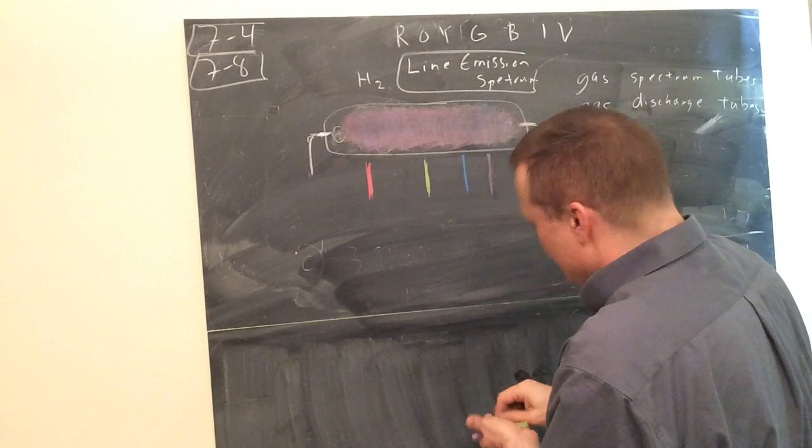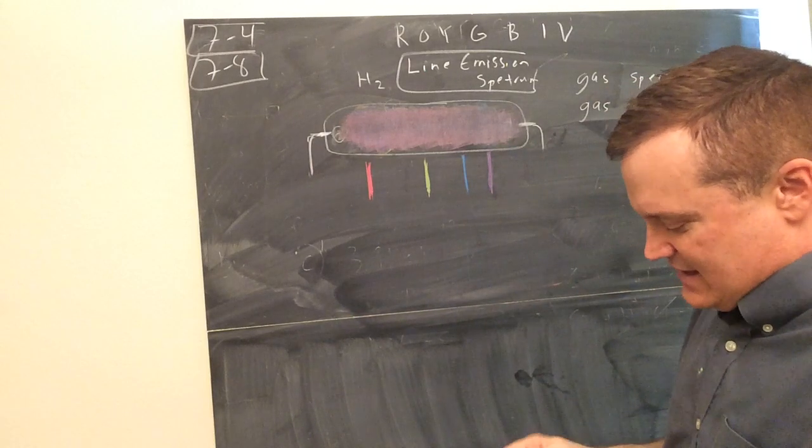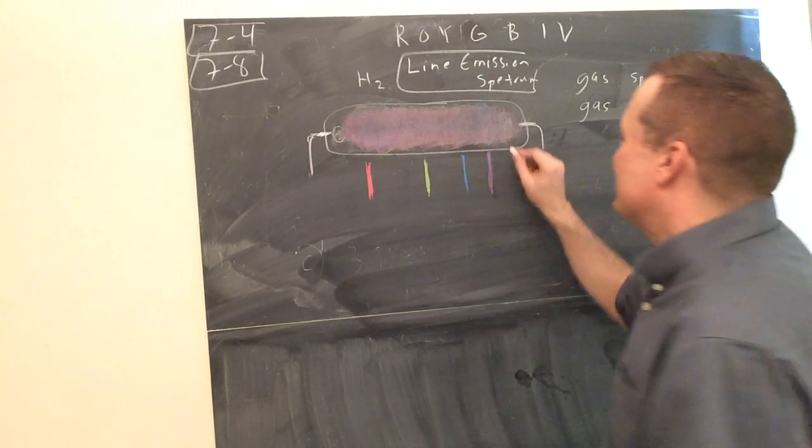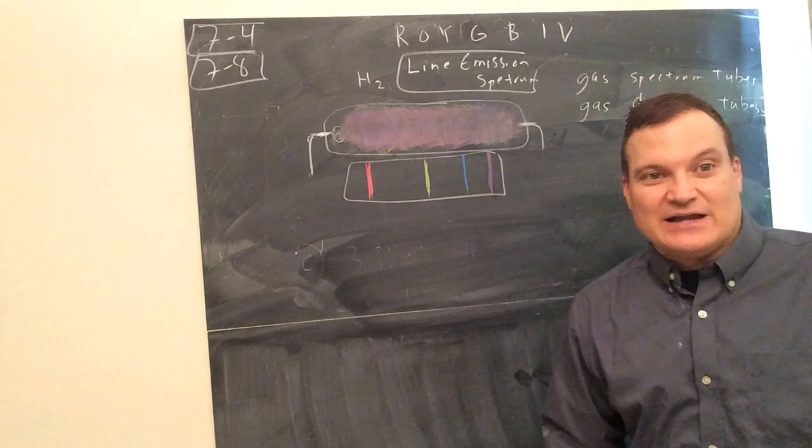I saw an example of this story once in a book, and I'm going to use it. Here's what they did. So that's the little spectrum you would see. Now, you'll see a different color spectrum for every element.